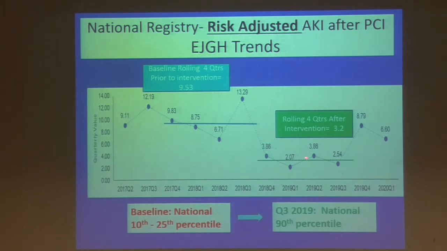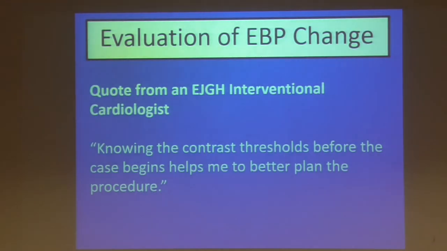The 4 rolling quarters after our intervention, we were down to 3.2. And so we went from the 10th to 25th percentile in the nation to being in the 90th percentile in the nation, outperforming 90% of the organizations. So that was a great success.